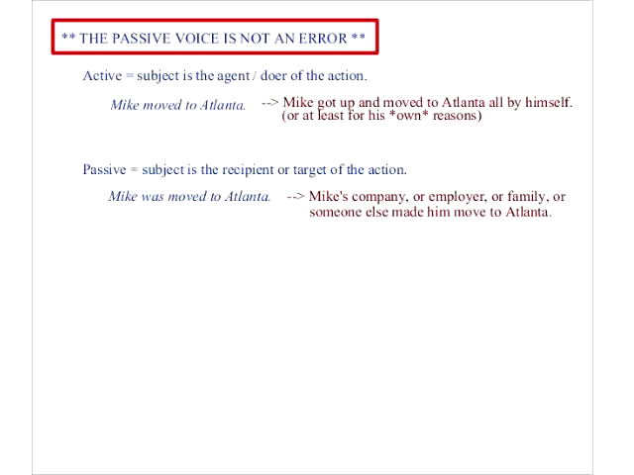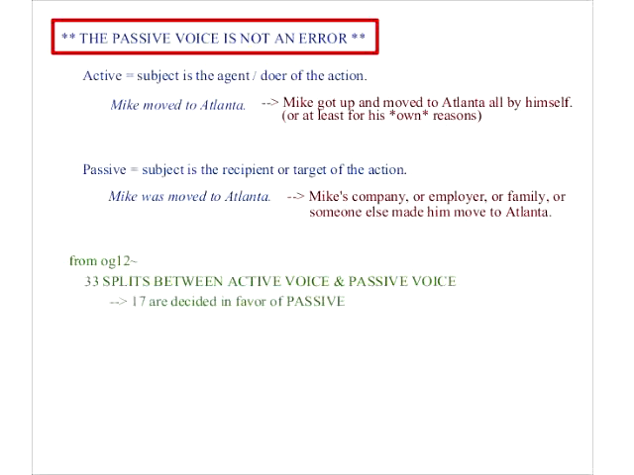Here are some statistics from OG12. There are 33 splits between the active voice and the passive voice. Of those 33 splits, 17 of them are decided in favor of the passive, and the other 16 are decided in favor of the active. Notice that "are decided," by the way, is passive voice, and again, that's fine, because we don't care who's doing the deciding.